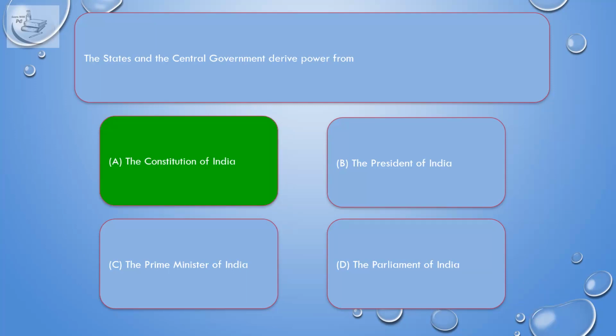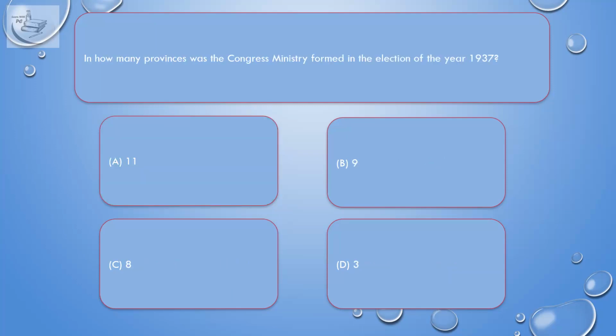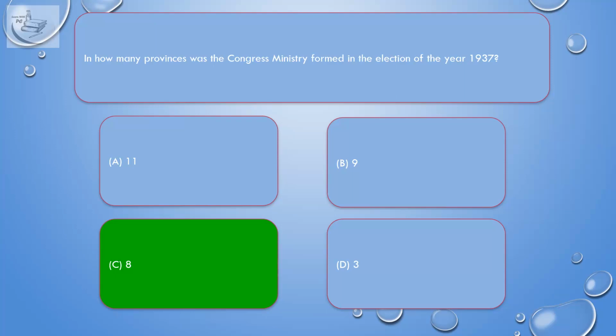Correct answer is A. the Constitution of India. Question: In how many provinces was the Congress ministry formed in the election of the year 1937? A. 11, B. 9, C. 8, D. 3. Correct answer is C. 8.